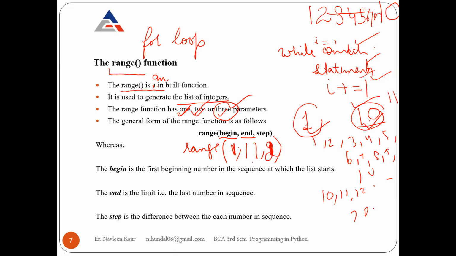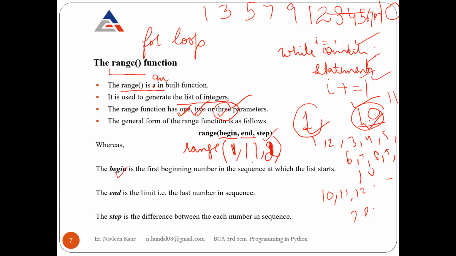It will start from 1. Now it will jump by 2. After 1, if you jump by 2, 3 will be printed. Next, 5 will be printed. Next, 7 will be printed. Next, 9 will be printed. Right? After 9, 11 comes, but 11 never gets printed because it is the last in the range.